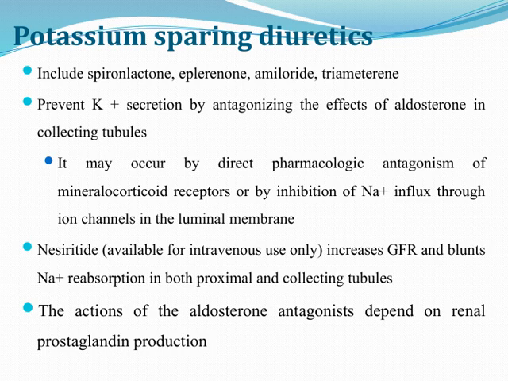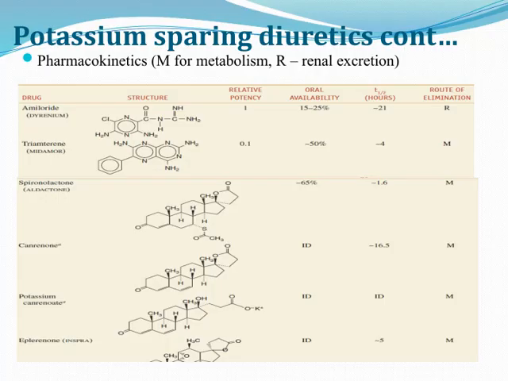It's important to note that the effectiveness of aldosterone antagonists depends on renal prostaglandin production. Prostaglandins help modulate renal blood flow and sodium transport, so their presence can influence how well these drugs work. Overall, these agents are valuable in managing conditions like heart failure and hypertension, especially when balancing fluid and potassium levels is critical.